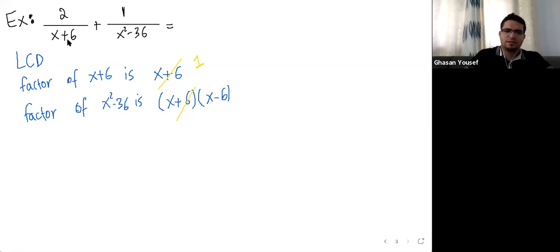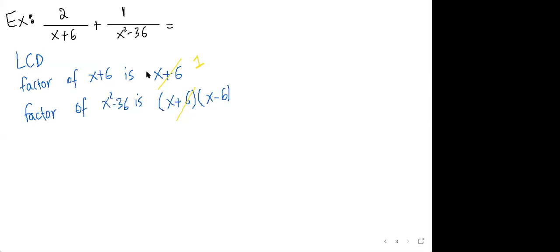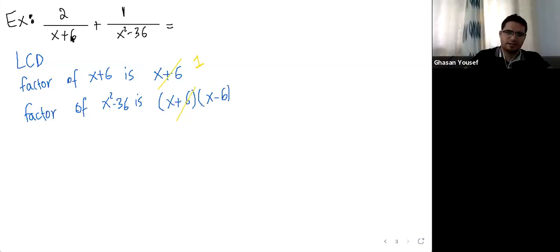Now, what do I have to multiply this fraction by? By x minus 6. Yes, this is correct. I am multiplying this fraction, both the numerator and the denominator, by the factor of x squared minus 36 that remains, which is x minus 6. So here x minus 6, and here x minus 6.